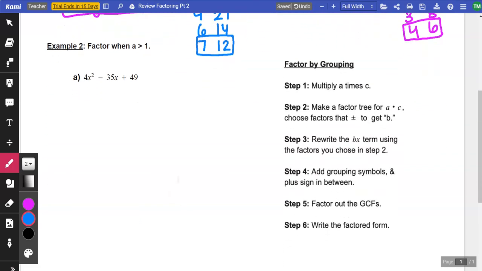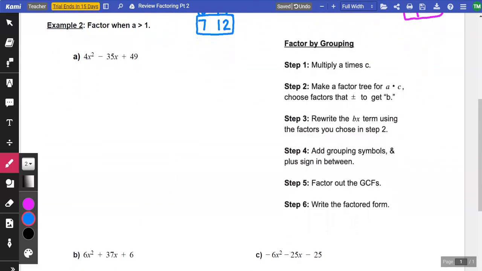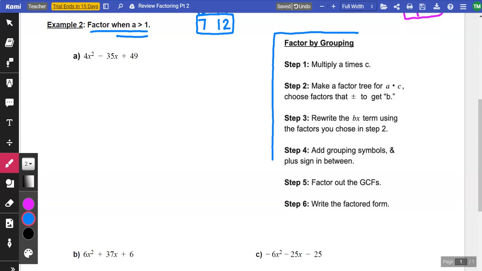Moving on. So now in example 2, we're going to deal with problems where we need to factor when a is greater than 1, but this time we don't have a GCF. So for 4x squared minus 35x plus 49, 4, 35, and 49 do not have a greatest common factor, so there's nothing that we can factor out right away.